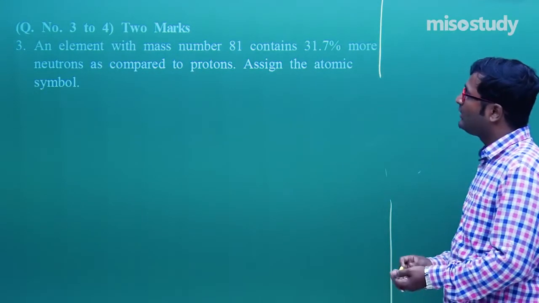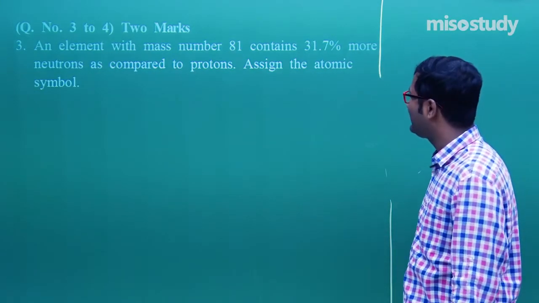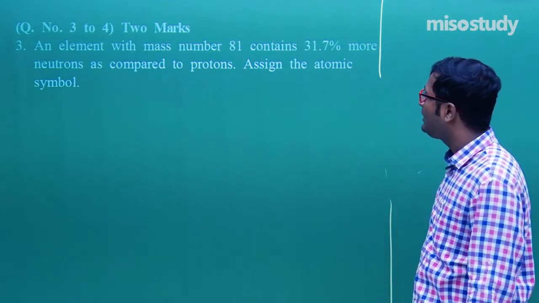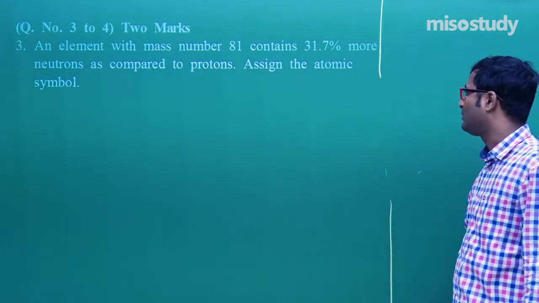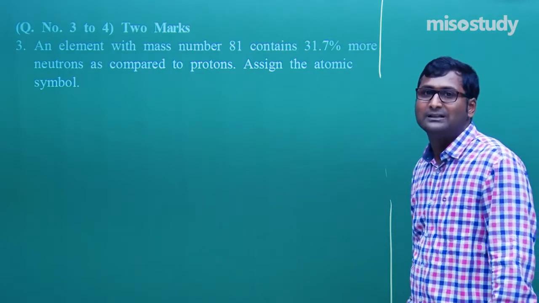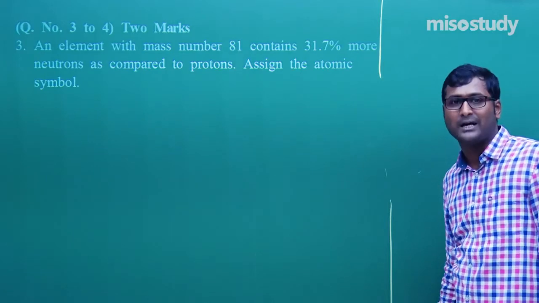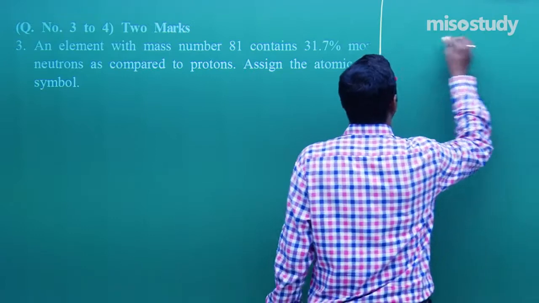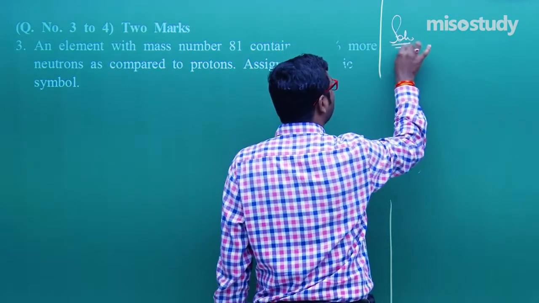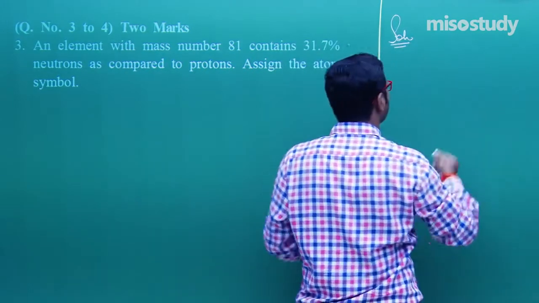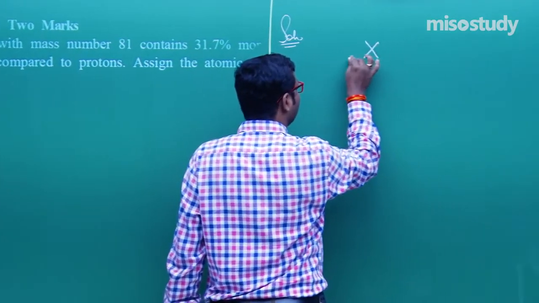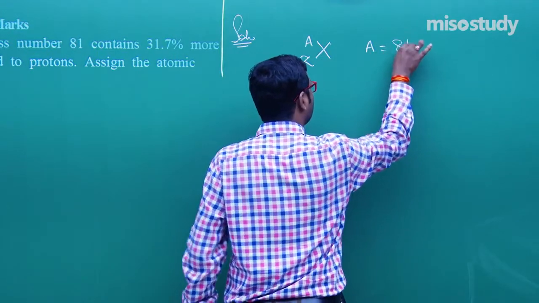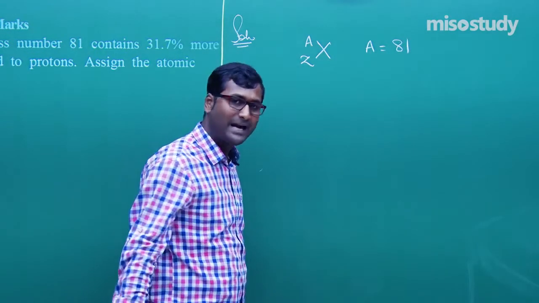An element with mass number 81 definitely contains 31.7% more neutrons as compared to protons. Assign the atomic symbol. That is, we need to find the number of protons and number of neutrons also. Then we'll write the symbol. Suppose the symbol of that particular atom is X, then here put Z, and A is given here as 81. Am I right? Yes, sir.